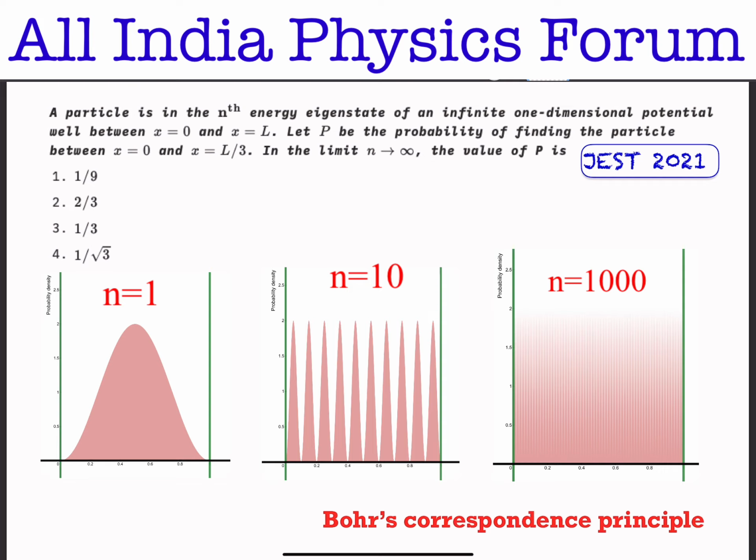So if you put n tends to infinity, the result will always come out to be 1/3, irrespective of the choice of the interval. Here we have chosen x equals 0 to x equals L by 3, the interval is L by 3, but for any other interval of length L by 3, such as x equals L by 3 to x equals 2L by 3, in this interval also the result will be 1/3. That is due to Bohr's correspondence principle.